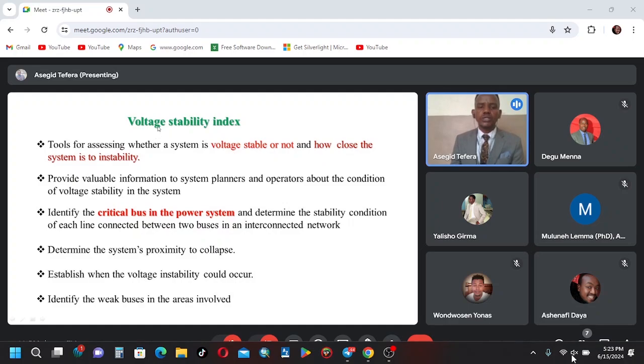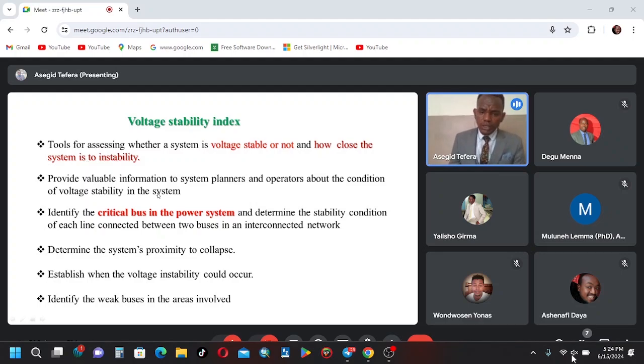So this voltage stability index is used to select the bus, or which feeder is voltage stable or not. Based on this voltage stability data, we select the weak bus, and we compensate that bus and connect FACTS or SVC there.